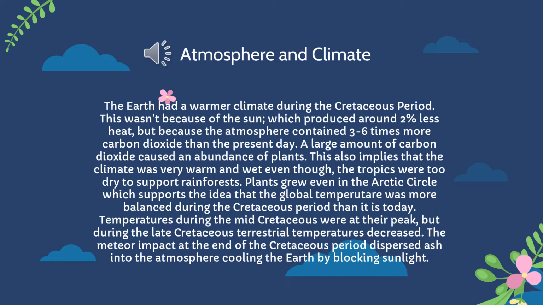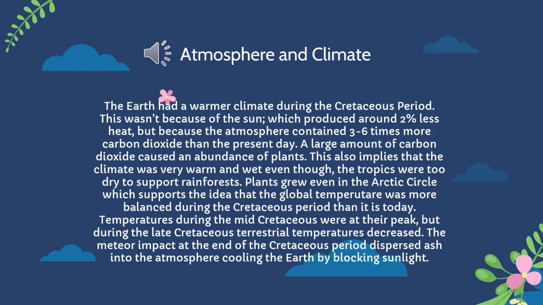Atmosphere and climate. The Earth had a warmer climate during the Cretaceous period. This wasn't because of the sun, which produced around 2% less heat, but because the atmosphere contained 3 to 6 times more carbon dioxide than the present day. A large amount of carbon dioxide caused an abundance of plants. This also implies that the climate was very warm and wet, even though the tropics were too dry to support rainforests. Plants grew even in the Arctic Circle, which supports the idea that the global temperature was more balanced during the Cretaceous period than it is today.